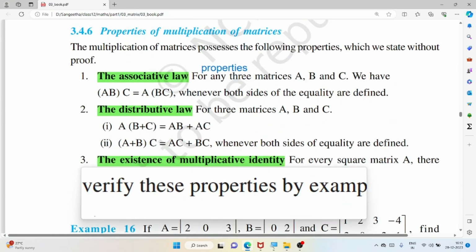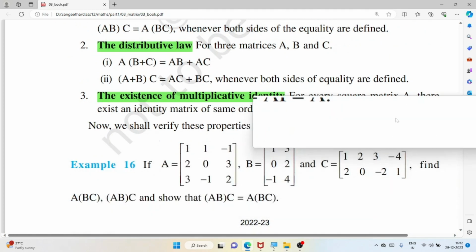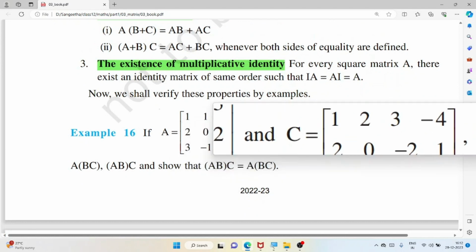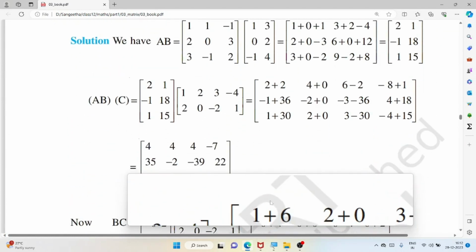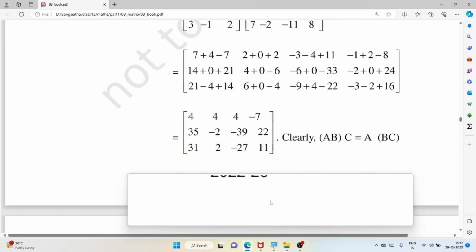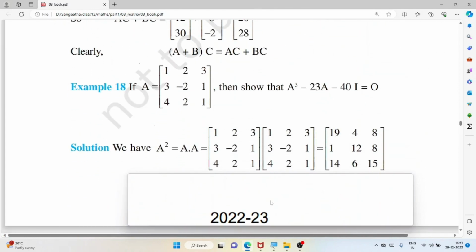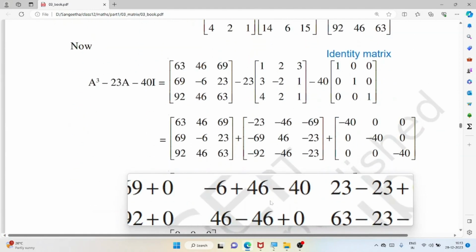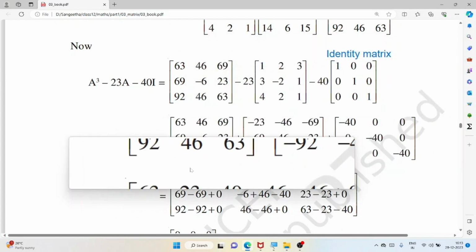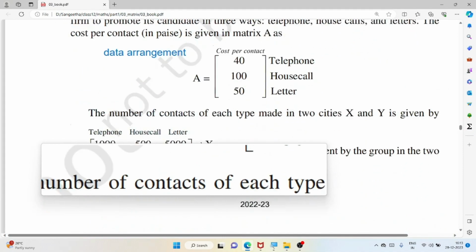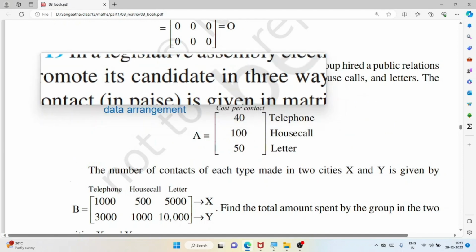Properties. This is the associative law, distributive law, multiplicative identity. So this is the identity matrix. The diagonal elements are 1. Here again, you should try to see how they organize the data.